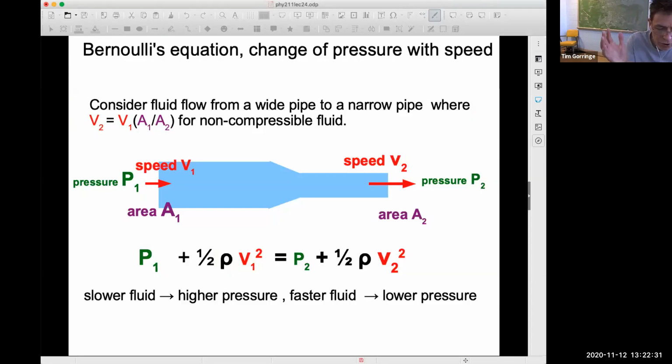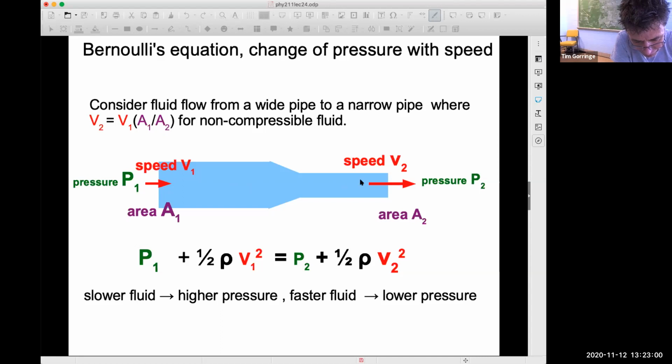Okay, so Bernoulli's equation tells us how pressure in the fluid changes with speed in the fluid. I'm not going to derive Bernoulli's equation. We derived Archimedes' principle, but I'm not going to derive Bernoulli's equation and Bernoulli's principle. I'm going to quote it, but we are going to talk about it. So imagine this situation here.